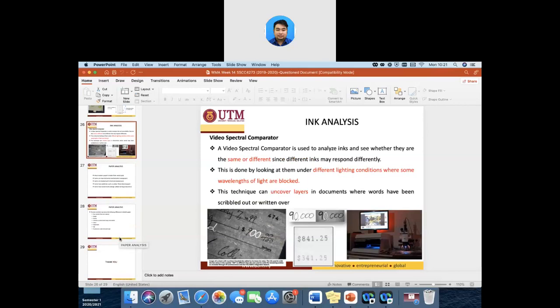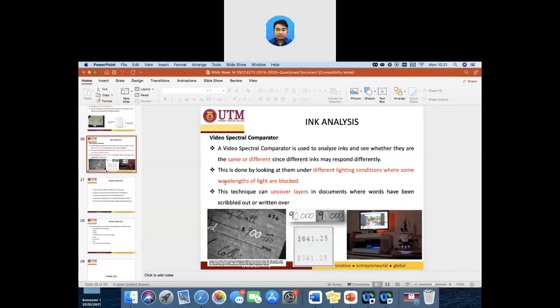Video spectral comparator, VSC, also can be used for you to look at the ink, whether it's the same ink or different ink, because two different inks would respond differently towards the VSC. Okay, so, for example, you can look at this check. This number 9 and the number 0 here, under the VSC, we can see that they are using two different inks. Okay, one black, one white.